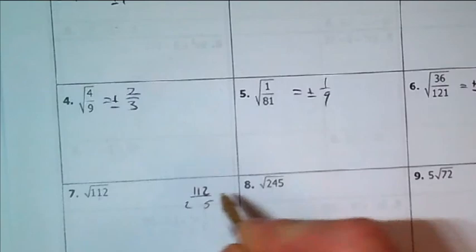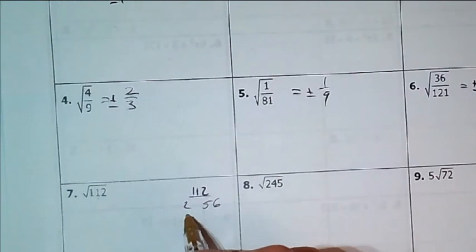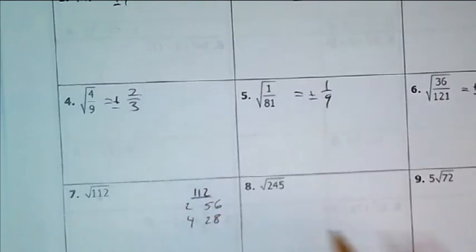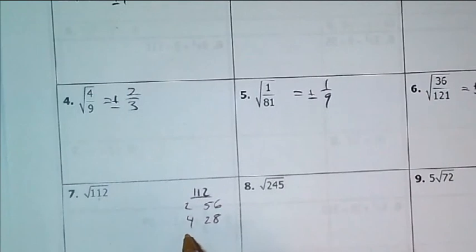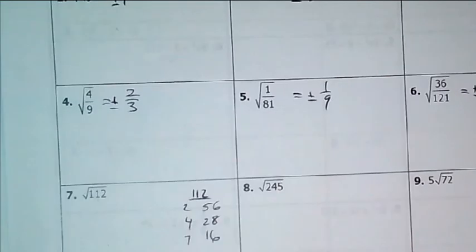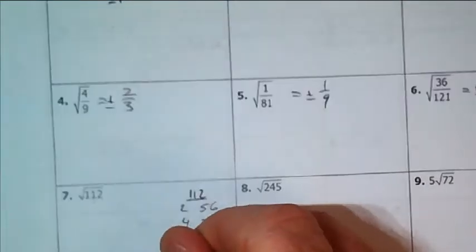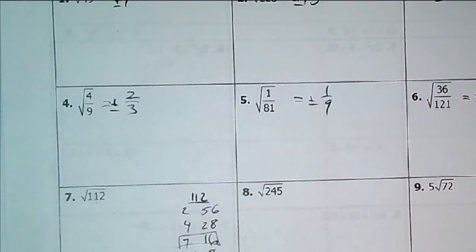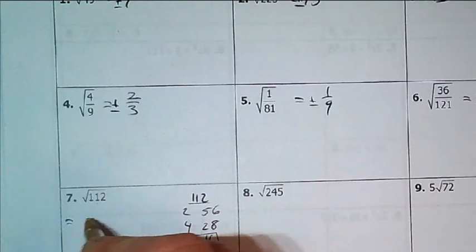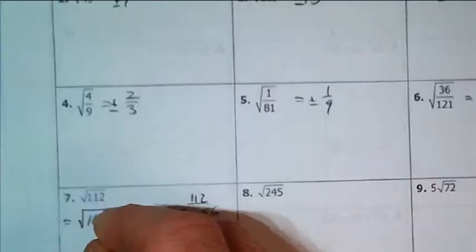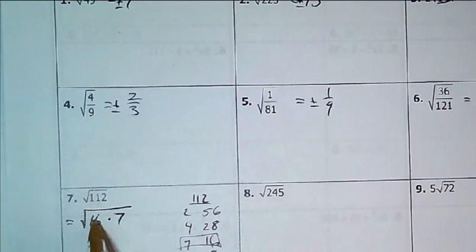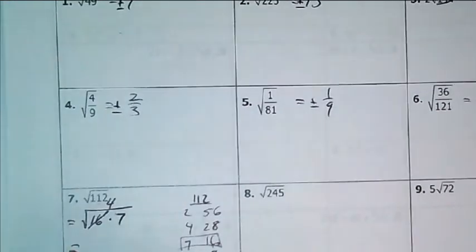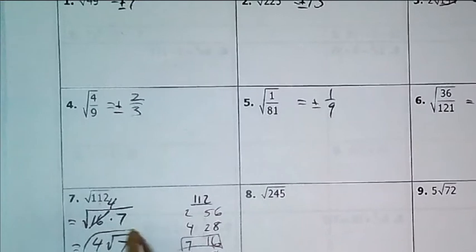2 and 56. 4 and 28. Let's see, what else? 7 and 16. It's 16. Okay. 14 and 8 is another one. So, of these, this is the pair that has the largest perfect square value. So therefore, this is the pair that we're going to use. So this is going to become the square root of 16 times 7. The square root of 16 is? 4. That leaves us 4 root 7 for our answer, plus or minus.